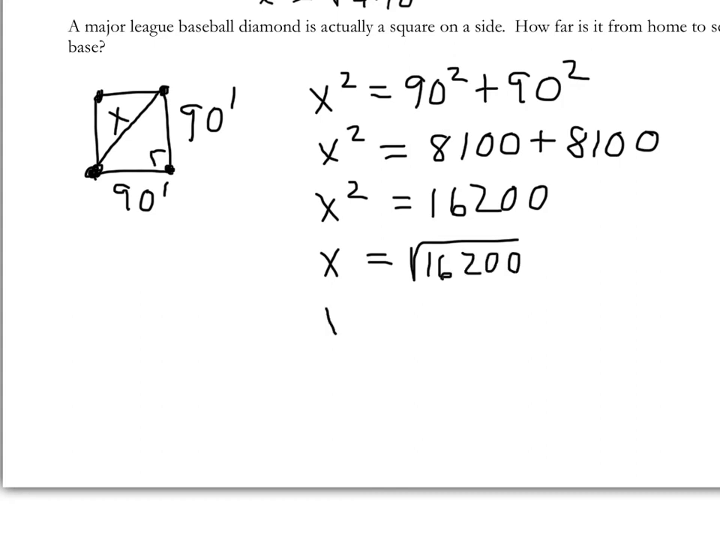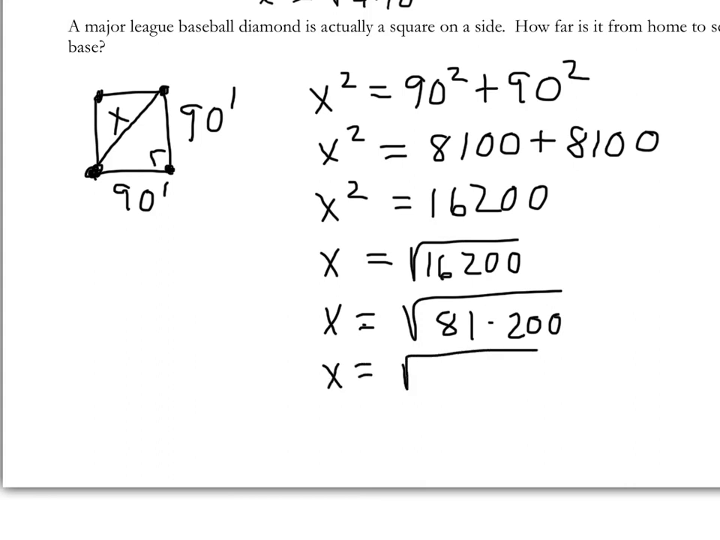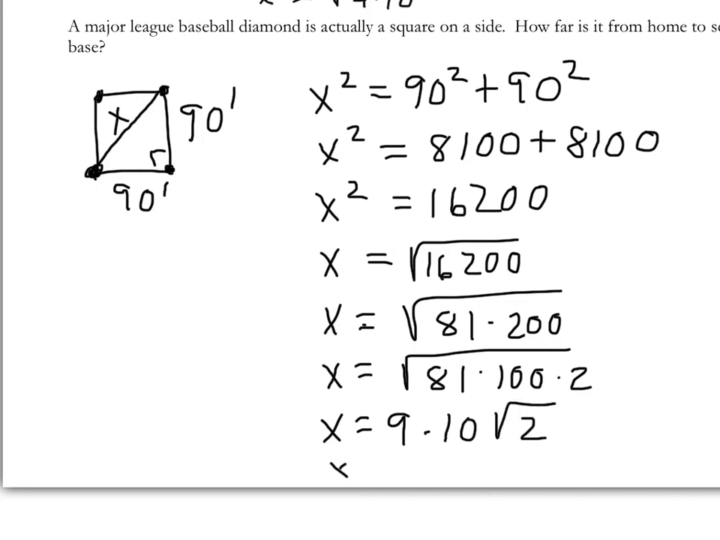Now, we know that 81 goes into this. So it's 81 times 200, or 81 times 100 times 2, since 200 factors into 100 times 2. So we can take the square root of 81. We can take the square root of 100. We cannot take the square root of 2. So we have 90 times the square root of 2. And that's our exact answer.